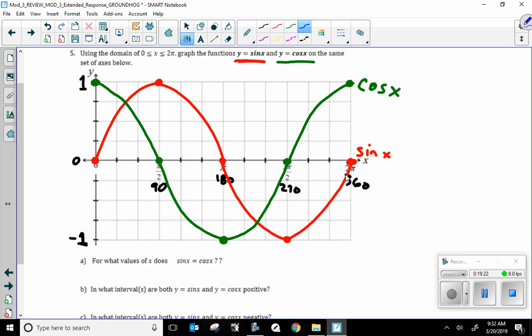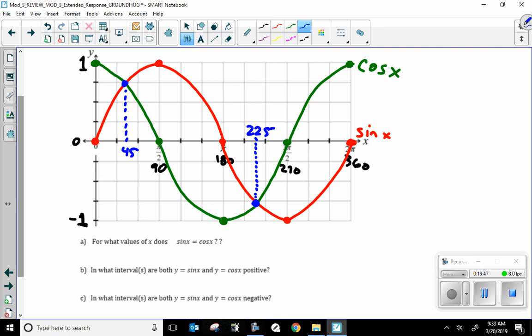All right. First off, they say for what values of x does sine equal cosine? Where do they touch? Where are they the same? Right here, which is nice. What's half of 90? 45. Okay. They also touch right here. What is halfway between 180 and 270? 225. So where are they the same? Well, at 45 degrees and at 225 degrees.